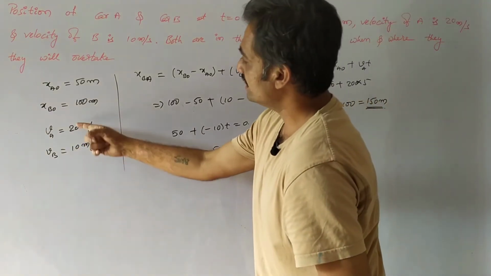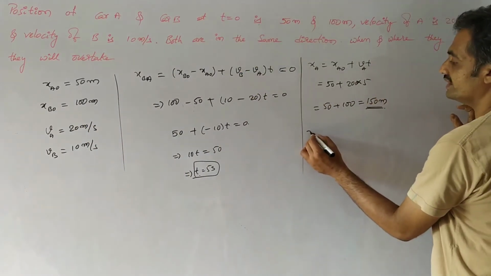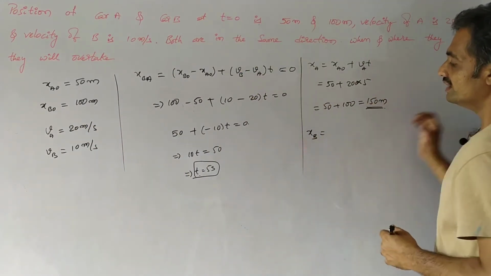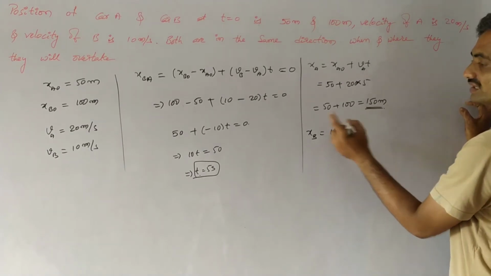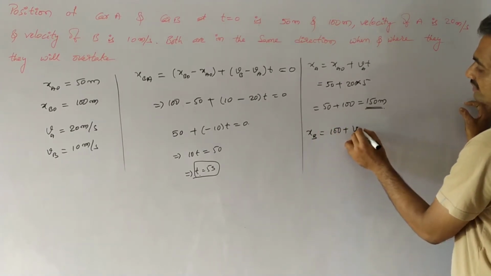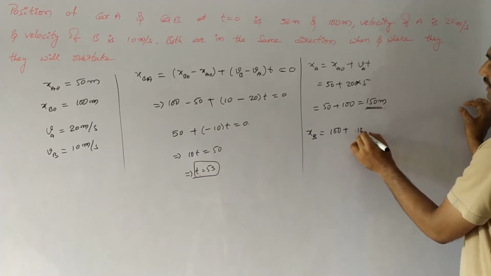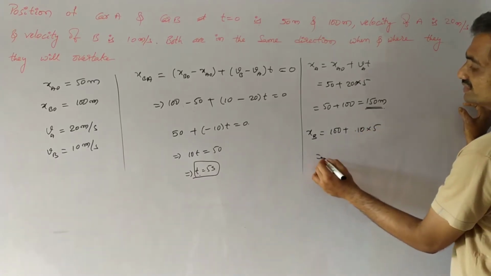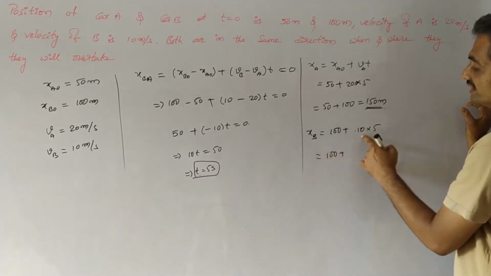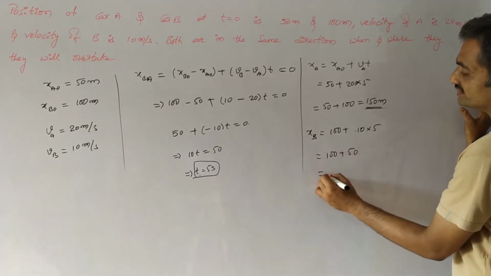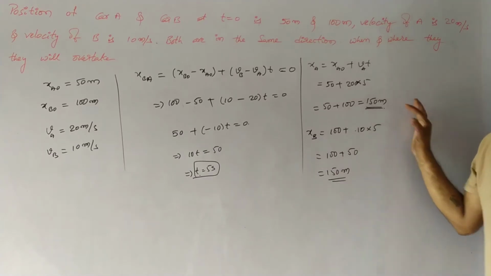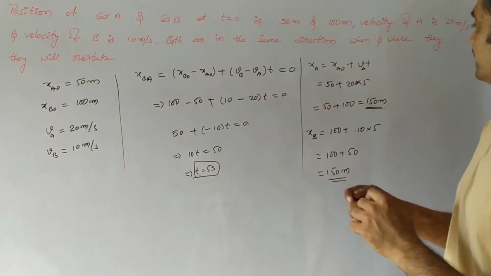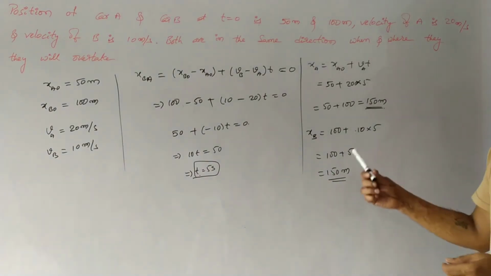Now we have to find the position of car B. Observe that the initial position is 100 meters and the velocity of the car is 10 into time 5 seconds. So we can write it as 100 plus 10 into 5, which is 50. Overall, both cars reach the position of 150 meters. Take a screenshot. We will continue with the next problem.